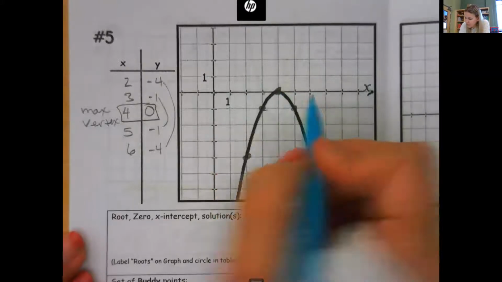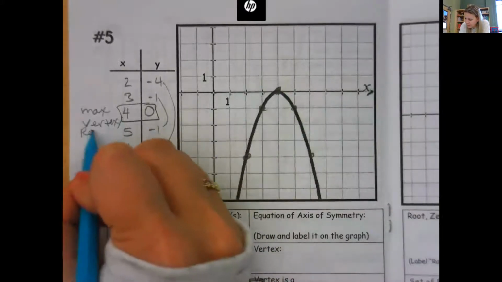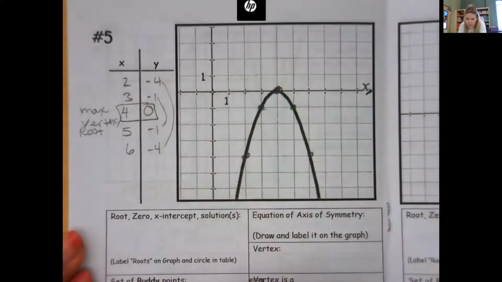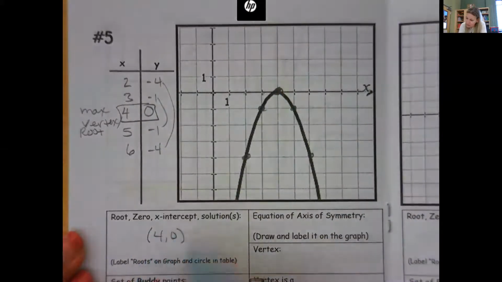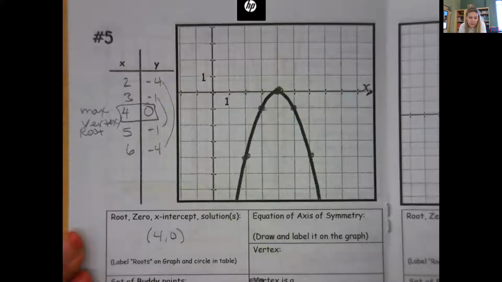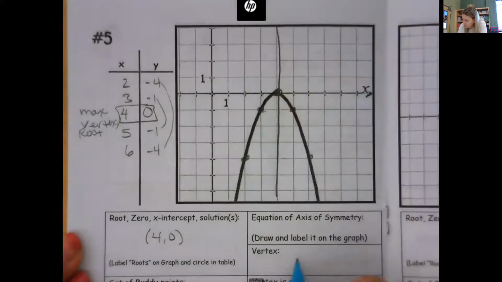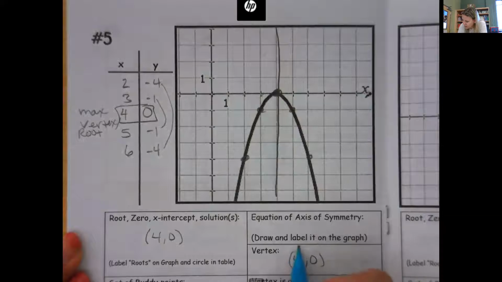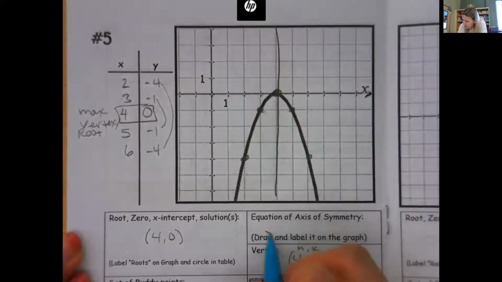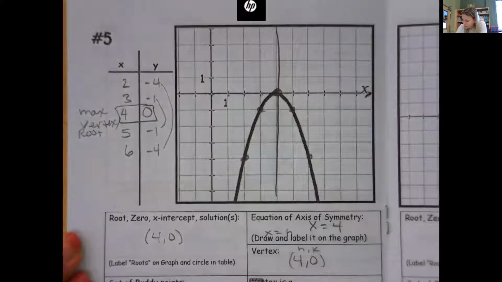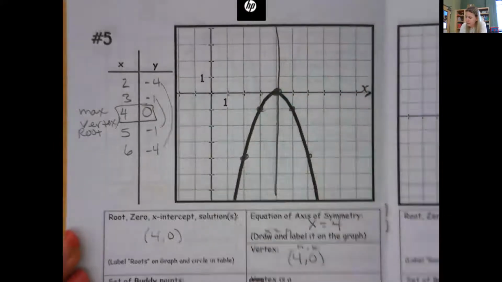But this is also our root, because it is the only one that touches the x-axis. So this is a case of one root. So we've had 2 roots, we've had no roots. This is one root. Our axis of symmetry. So this one, the root is also the vertex. This is our HK. Remember, the axis of symmetry is x equals h. So x equals 4. It's where it crosses the x-axis.